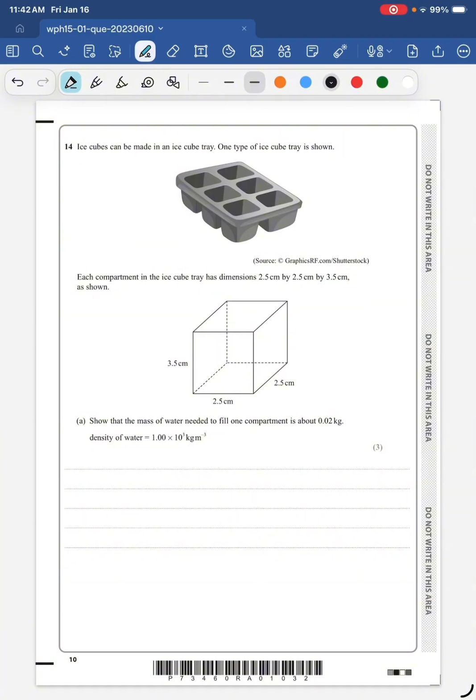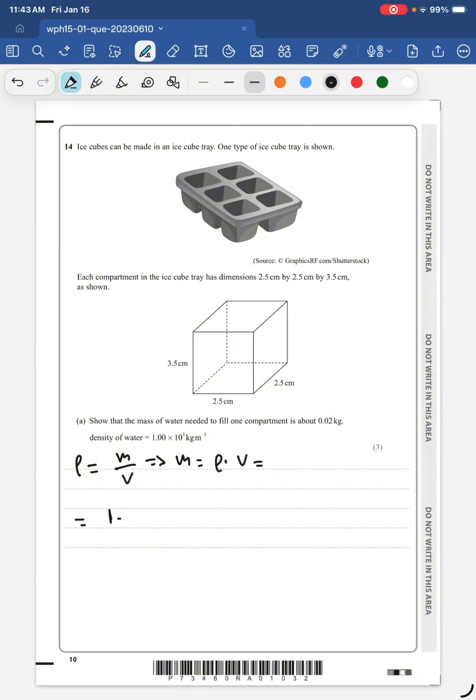Question 14. Ice cubes can be made in an ice cube tray. One type of ice cube tray is shown below. Each compartment in the ice cube tray has dimensions 2.5 by 2.5 by 3.5 centimeters as shown. Show that the mass of water needed to fill one compartment is about 0.02 kilograms. They give you the density of water. So this is kind of an easy problem, right? Because we know that the density is mass over volume, so mass is density times volume.